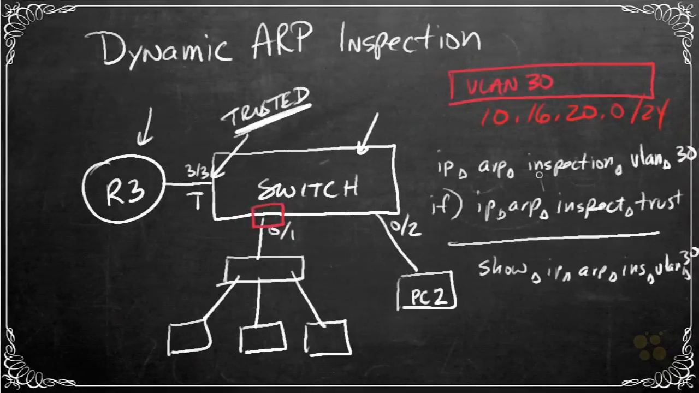So here's our plan. We're going to implement dynamic ARP inspection for VLAN 30 on this switch, and the command is IP ARP inspection VLAN 30. And to set this interface 3/3 as a trusted port, we'd use the command in interface config on the switch, IP ARP inspection trust. Then we can verify our work with the show IP ARP inspection for that VLAN.